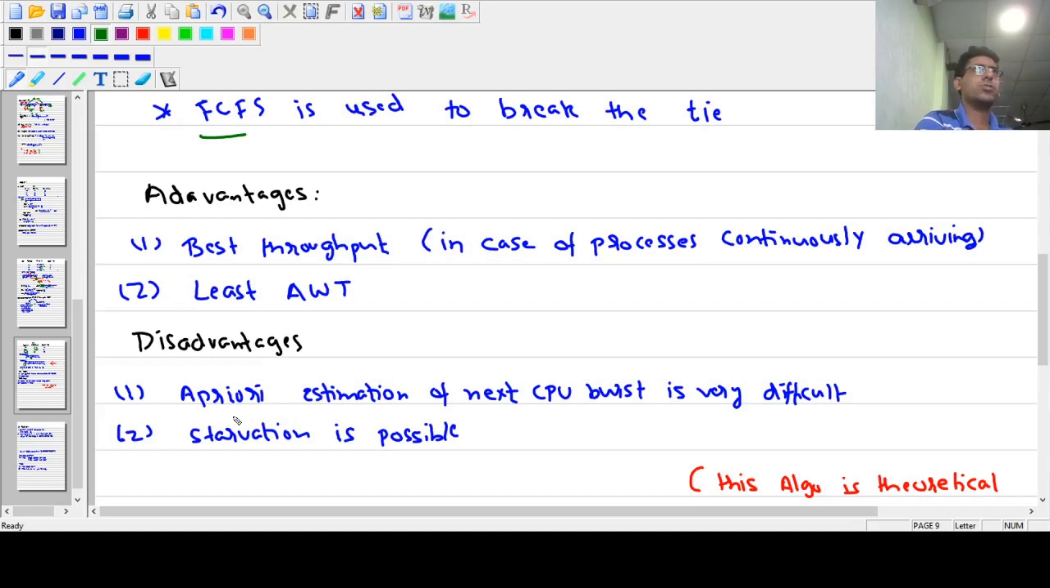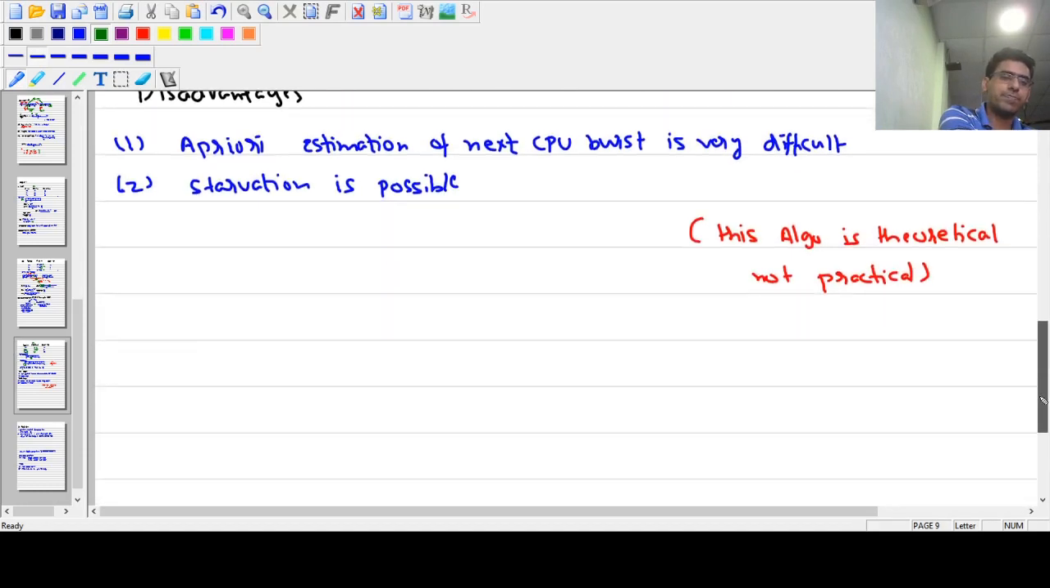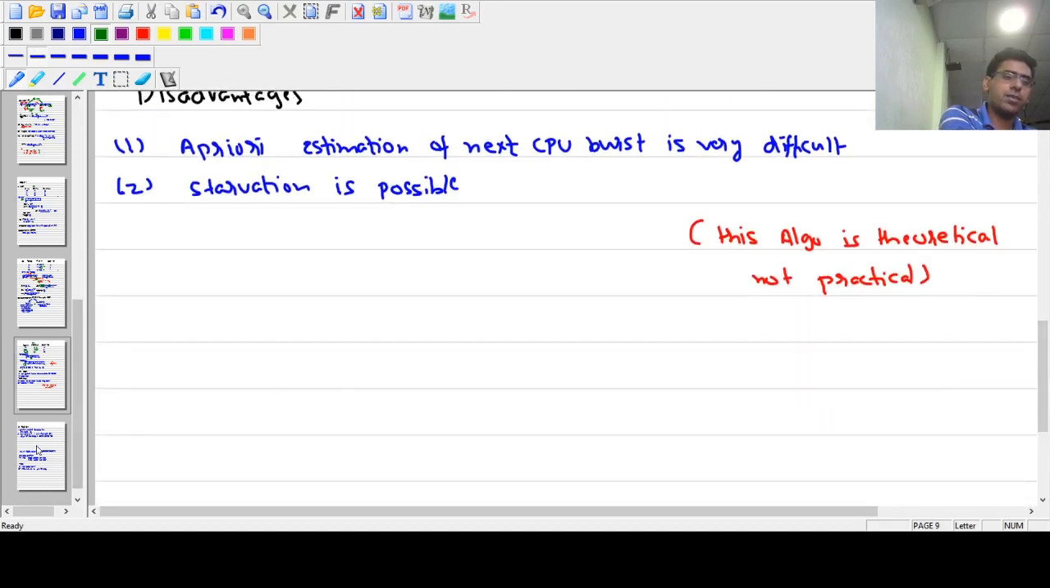Suppose in shortest job first, new processes keep on coming that have the shortest job. The longer programs will never get an opportunity to have a discussion with the CPU. So they will be waiting for a long, long time. So starvation is possible, and this algorithm is not used in operating systems. If it is being used, then what will happen?